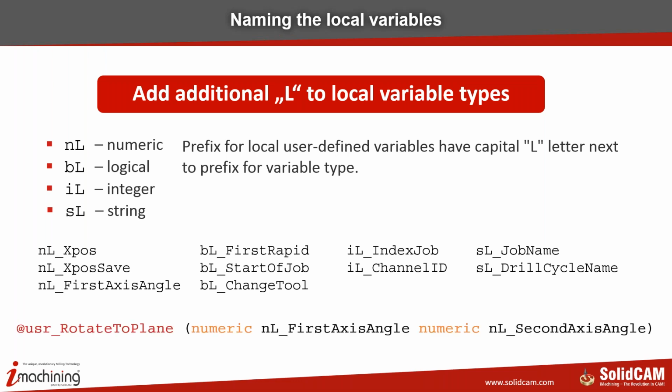Yes, especially here, as I said, if you're using it in a procedure and as an argument as well, you need to declare that here as L, first axis angle and second axis angle. There are also local ones that can only be used in rotated plane.